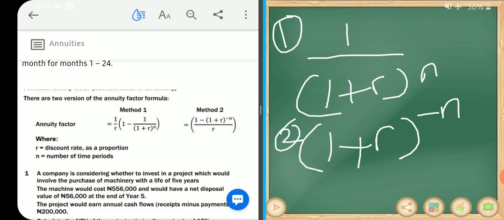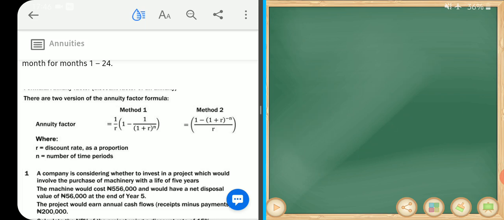That's what is happening here in annuity factors. Either you use method 1 or you use method 2. So whichever you find easy to remember, or whichever you find easy to calculate, you make use of it.